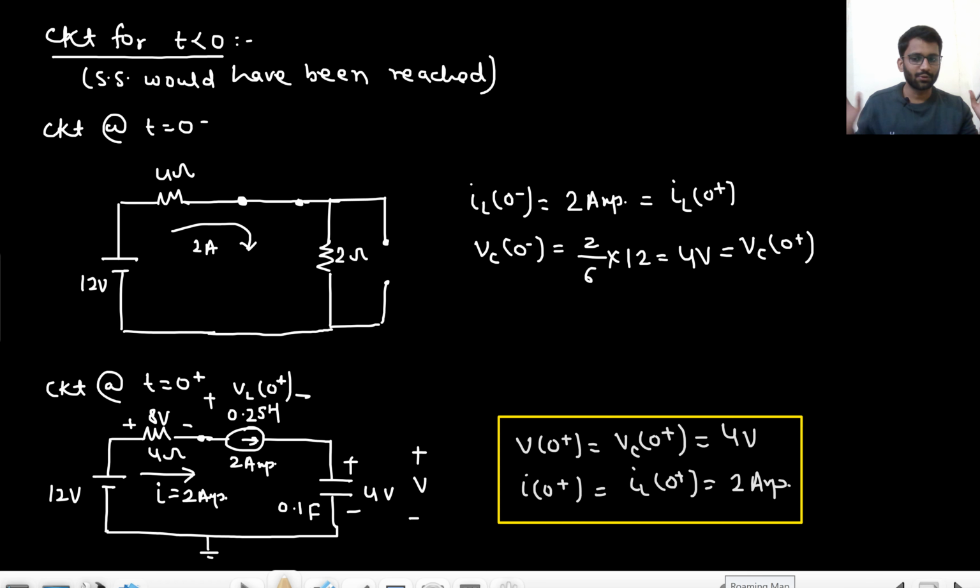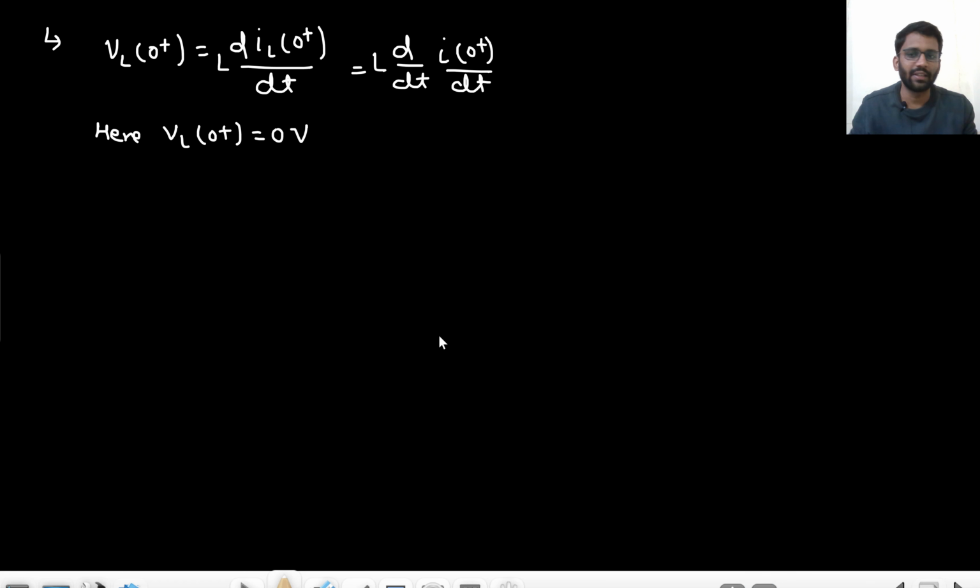This is my circuit at t equals to 0 plus. I am having 2 ampere current. Because of 2 ampere current, the resistance is having 8 volt voltage drop. 12 here and 8 here. That means 4 volt here. And because of the capacitor, 4 volt here, because the capacitor will not change its voltage. So 4 volt here, 4 volt here. That means 0 volt. So basically my VL 0 plus is 0 volt.